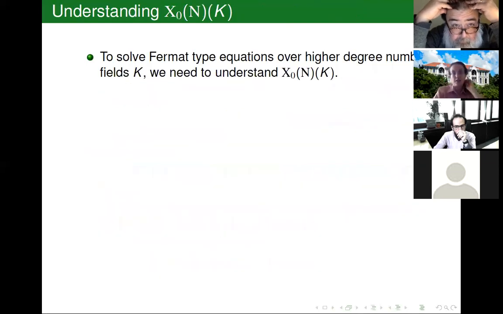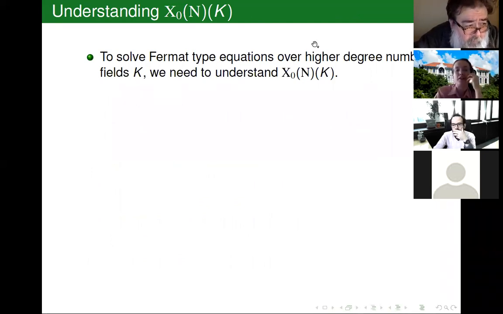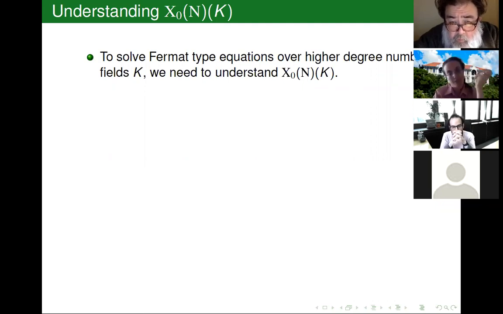Anyway, I think it's fair to say that to solve Fermat type equations over higher degree number fields K, we need to understand the K-rational points on the classical modular curve X_0(n). This is one motivation, but in fact it's not the only motivation, or it's not really fair to restrict this question to the motivation of solving Fermat type equations, because this question itself is also extremely important, I believe.